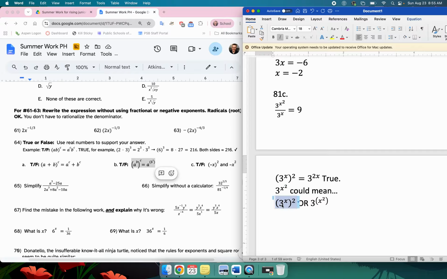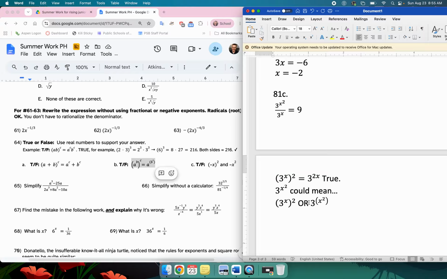Because if they meant this, they wouldn't write 3x squared. They would just write 3 to the 2x. Do you see what I'm saying? Because if this expression meant 3 to the x all squared in this sense, that expression can be simplified to just 3 to the 2x. And if it can be simplified to just 3 to the 2x, why would you write 3x squared when actually you mean something much more simple?